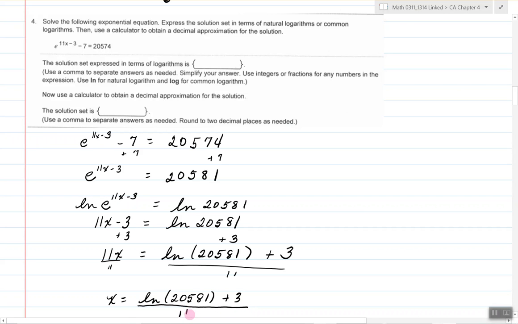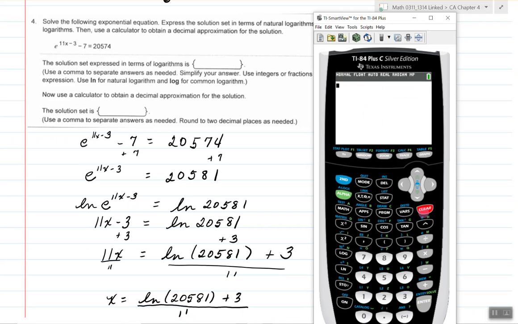Now when I type that into my calculator, I'm going to clear. This entire numerator I'm going to put in parentheses. Natural log 20,581 close, plus 3, close for the whole numerator, and go back and get rid of an extra plus sign. All right, that's the numerator divided by 11.